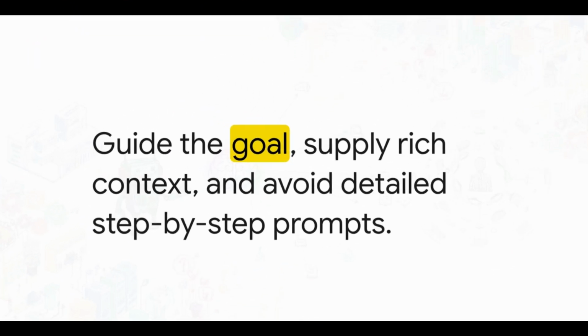Lesson 4 is a great reminder on how you should talk to the model. Guide the goal, not the path. It turns out that giving the agent these highly detailed step-by-step micro-prompts actually made its answers worse. Instead, developers should give the agent high-level goals, supply that rich context we talked about earlier, hand it the right tools, and then just get out of its way.